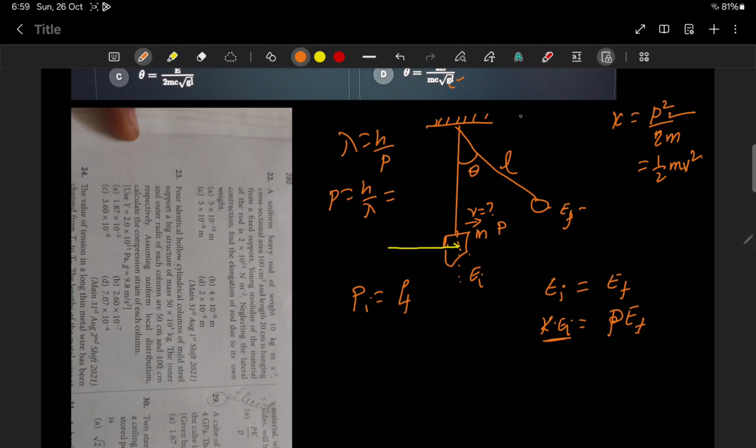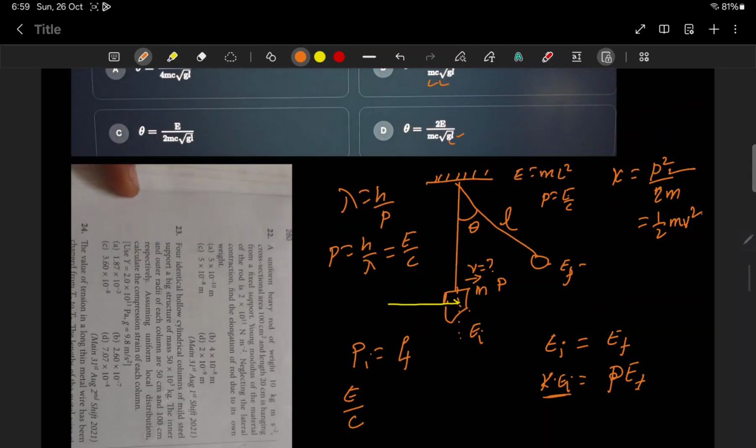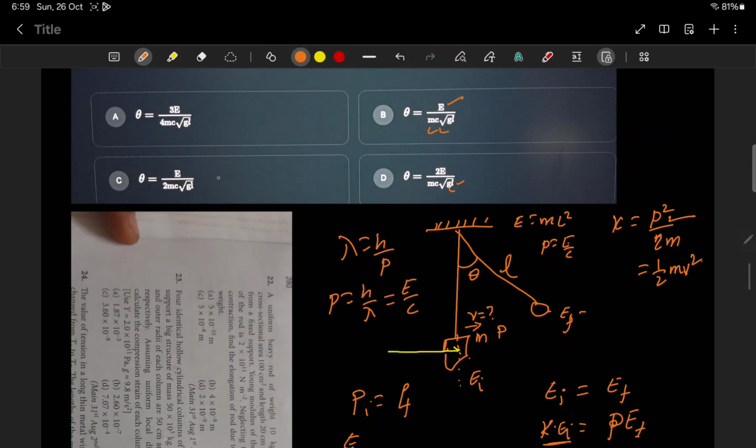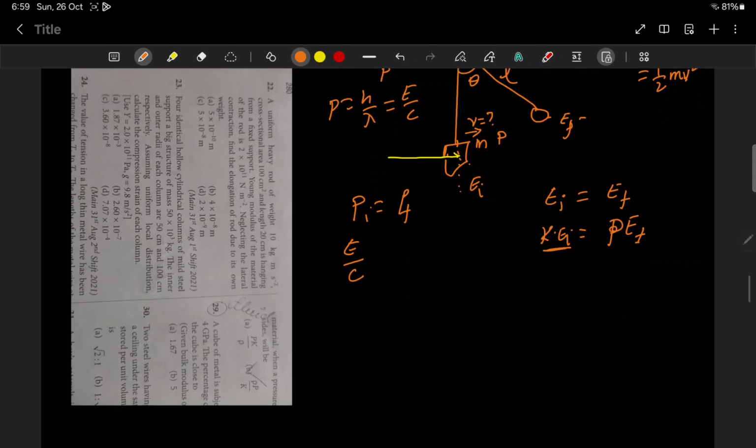Again, E equals m c squared, so m into c is nothing but momentum. So momentum is E by c, that also we can write. So your initial momentum is nothing but E by c. Why am I changing this in terms of E? Because the options are in terms of E. So E by c is equal to the final momentum. What is the final momentum after collision? The mirror starts moving with some momentum, let it be p.